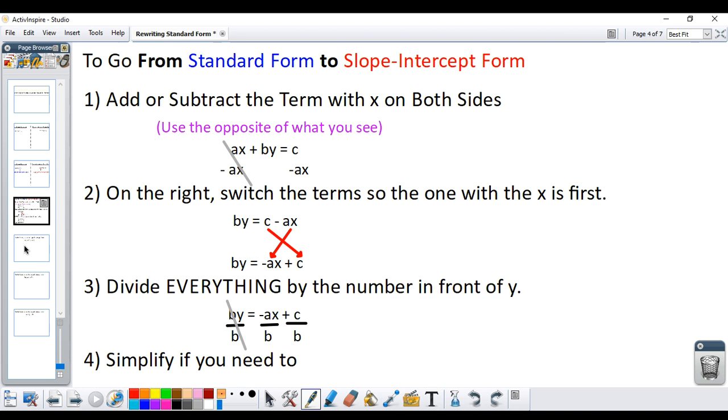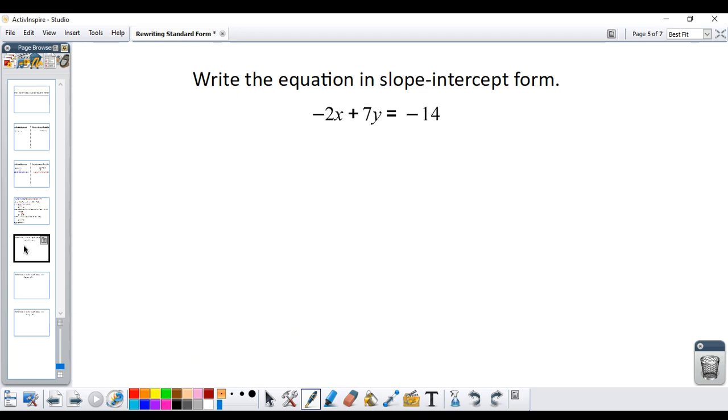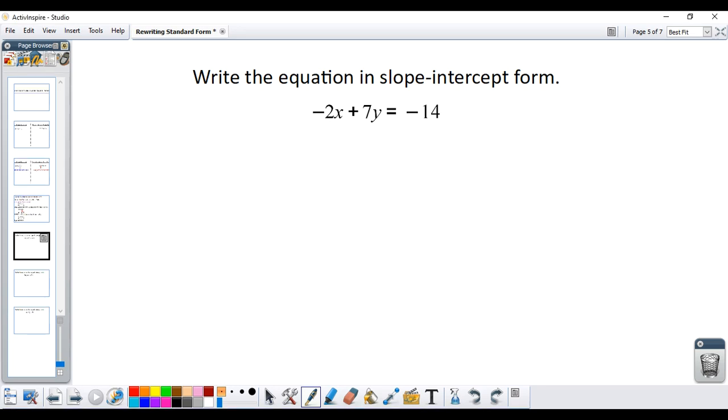So let's go through a couple examples. Right now, I'm just going to go through the turning it into slope-intercept form piece, and then if you were being asked to graph, you could watch the graphing slope-intercept form equations video to help you with how to graph from the equation that you get at the end here. So if I look at this equation, I have negative 2x plus 7y equals negative 14. So I'm going to start with drawing a line down the middle of the equal sign to split up the two sides.